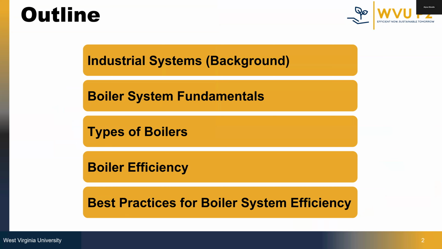So before we dive in, let's quickly go over what this session will cover. We'll start with some background on industrial systems. Next, we'll briefly discuss the function and key components of boiler systems. After that, we'll look at how boilers work and some of the different types of boilers. And from there, we'll spend the rest of the session exploring the topic of boiler efficiency. We'll talk about factors that influence boiler efficiency and losses, then discuss some best practices for improving boiler efficiency.